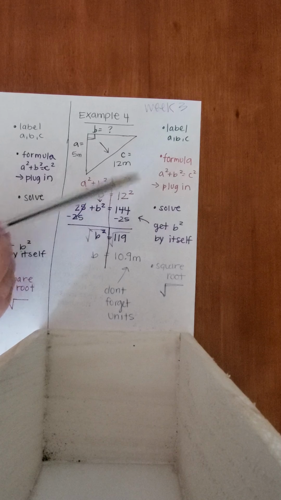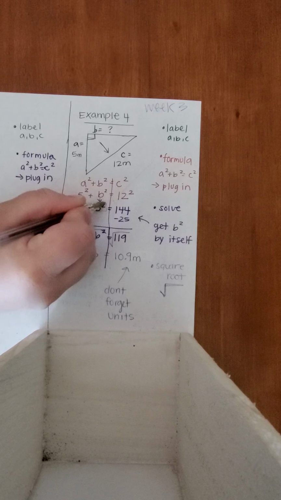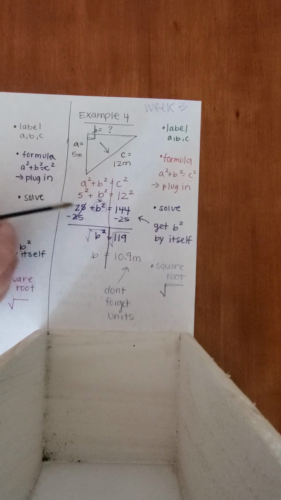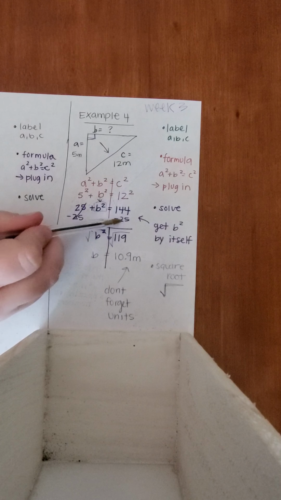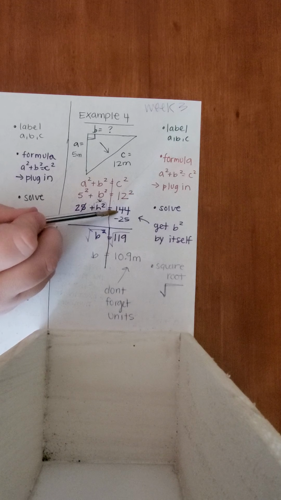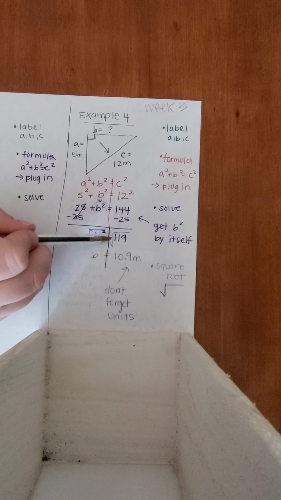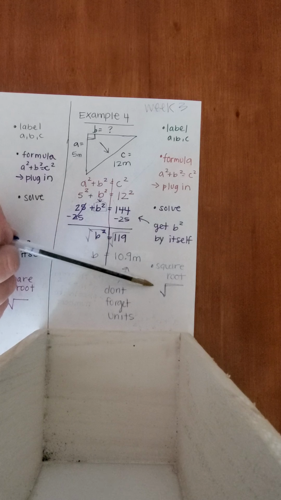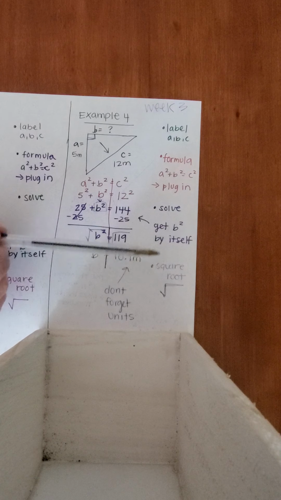Again, just like the problem before, we want B squared all by itself. The only way we can do that is to take care of 25. What's the opposite of positive 25? Negative 25. So we're going to take it to both sides, and we're going to do 144 minus 25. That should give me 119. This is where we use those calculators. We use that square root. This is not something you can do in your head. You have to use a calculator. You can use your phone calculator, but you need to use a calculator.